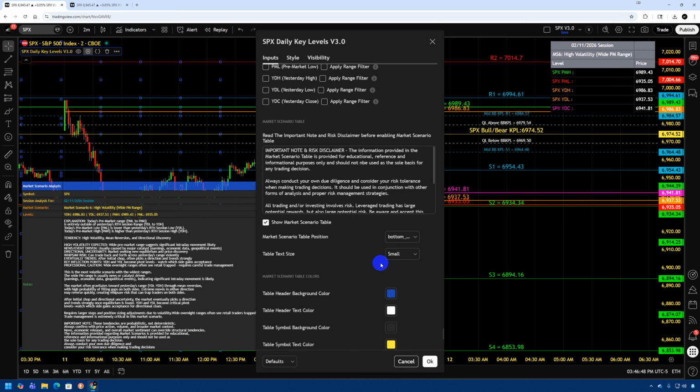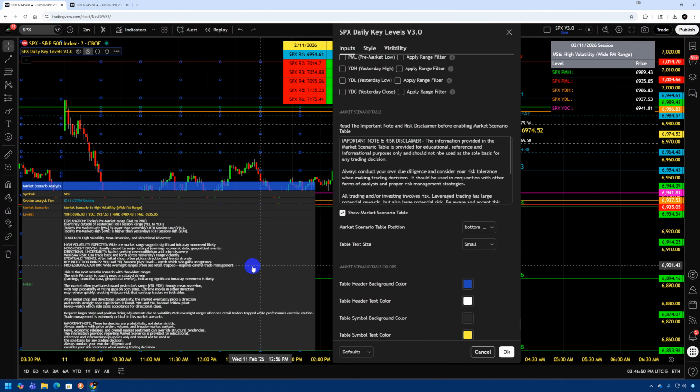bottom left. And as you can see here, we have the market scenario analysis table, session analysis for today's session with the date, market scenario 6, high volatility, wide PM range, which is wide pre-market range. We have the levels here.